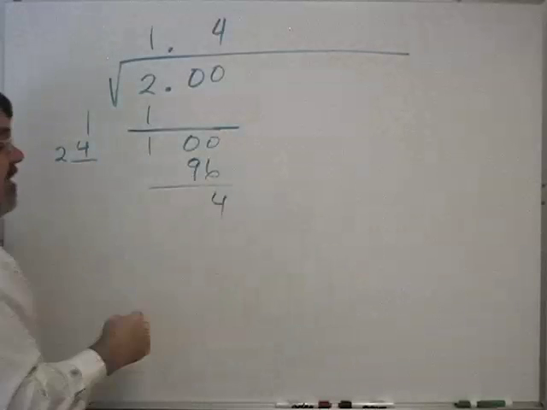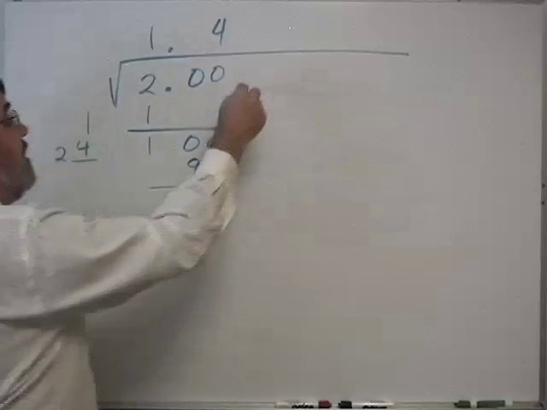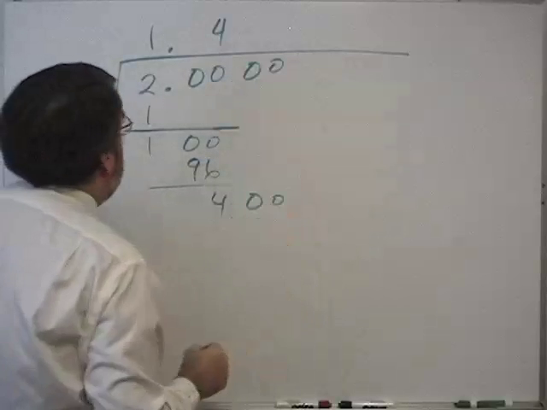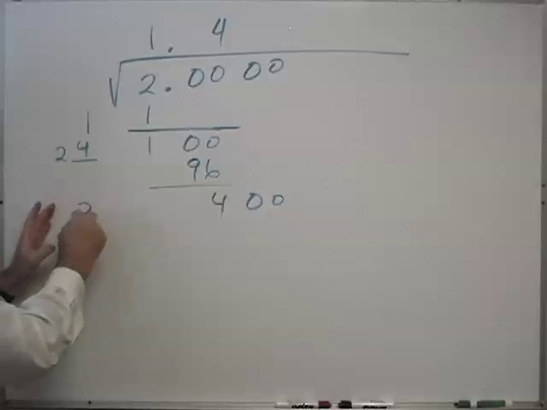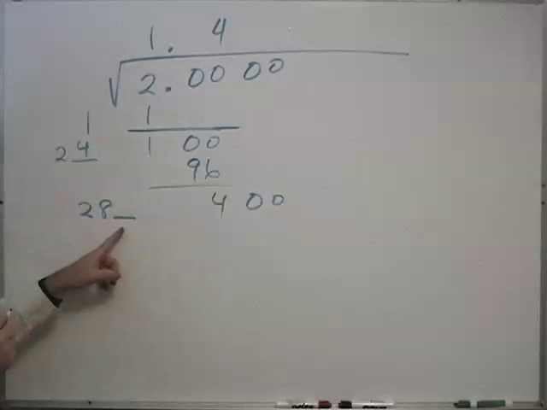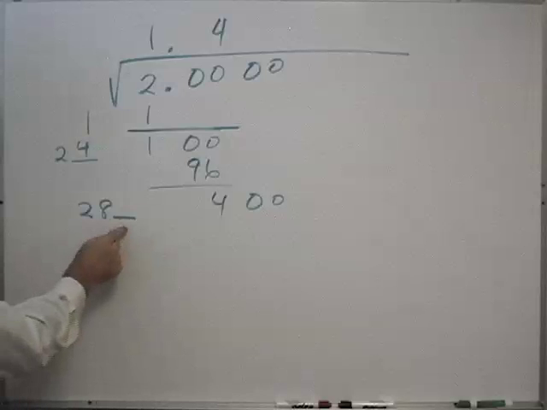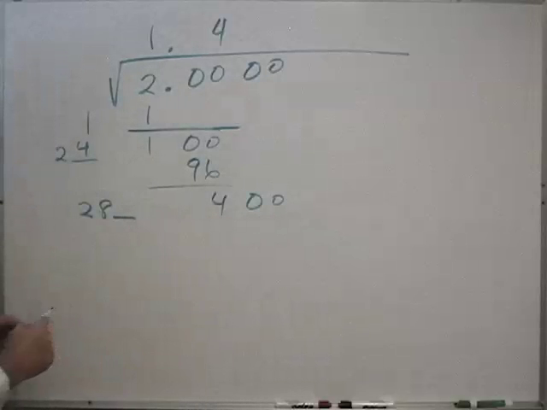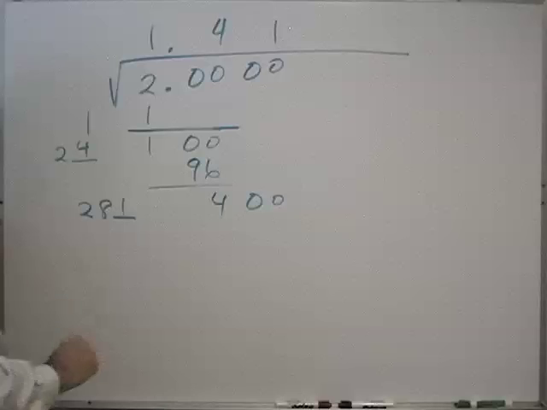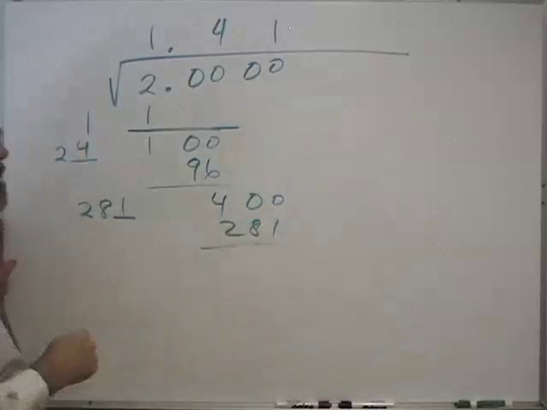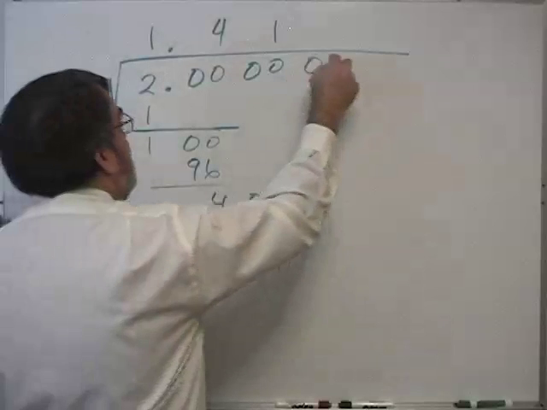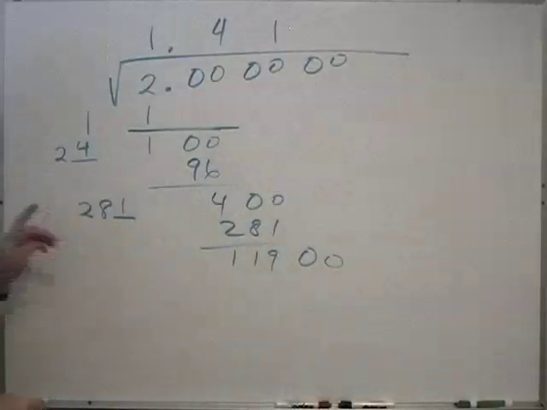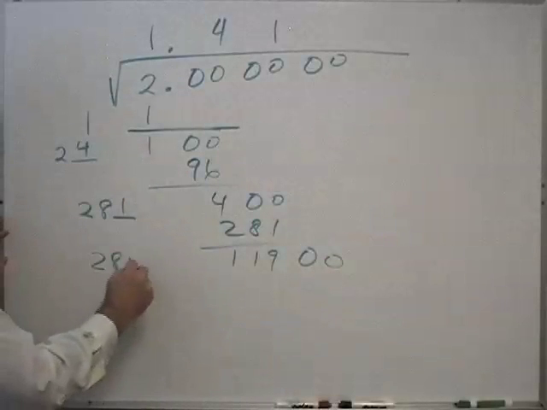So I subtract. That gives me a 4. And I bring down the next 2 decimal places. Then I double the last digit, so that 4 becomes an 8. I have 28, and then I create a new digit. So I have 280-something divides into 400. I would have to use a 1 here: 281. So 1 times 281 is 281. Subtract, 119. Bring down the next decimals. Double the last digit: 282.